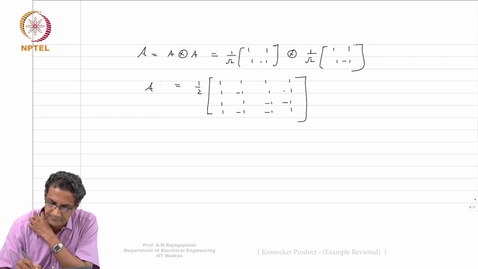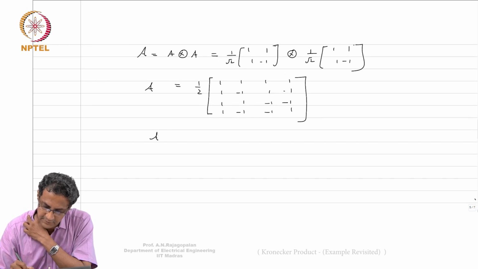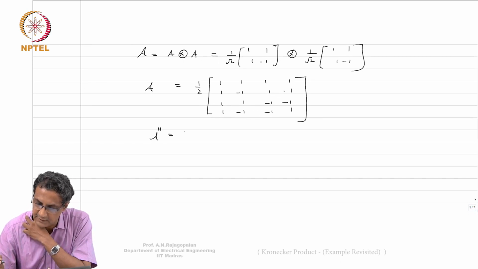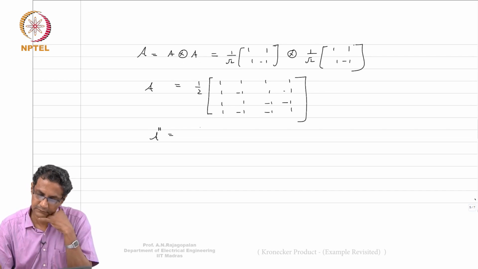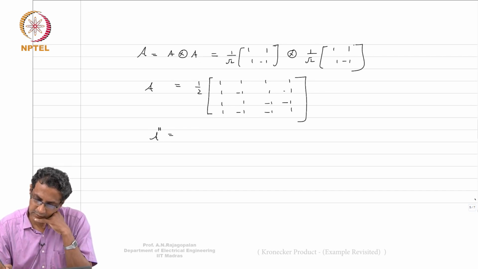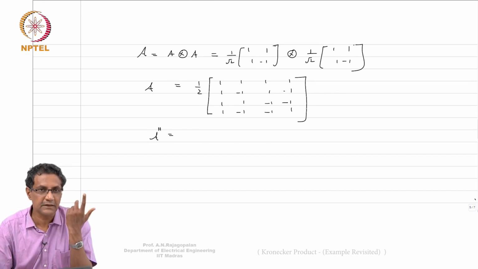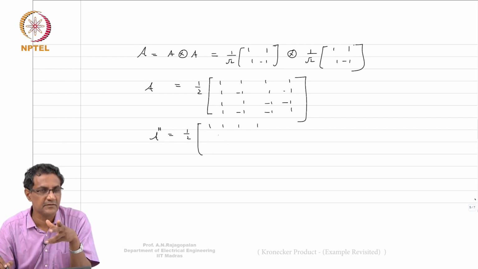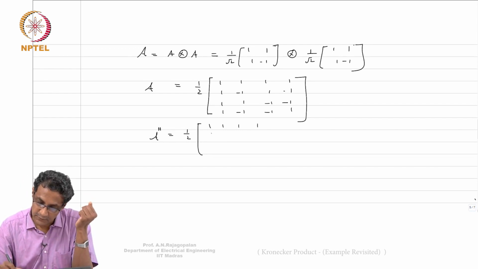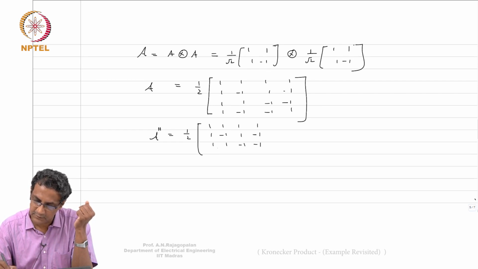Okay, this is script A. So A Hermitian, in this case, if it's symmetric, won't matter. This is actually symmetric, so it's actually the same. But anyway, write it down, because for this example it is the case, but for some other example it won't be. 1, minus 1, 1, minus 1, 1, 1, minus 1, minus 1, 1, minus 1, minus 1, 1.